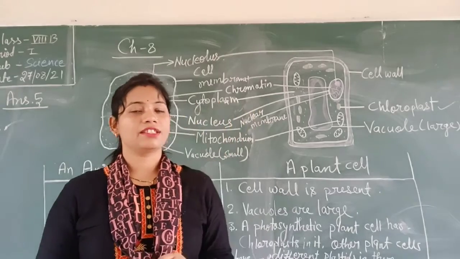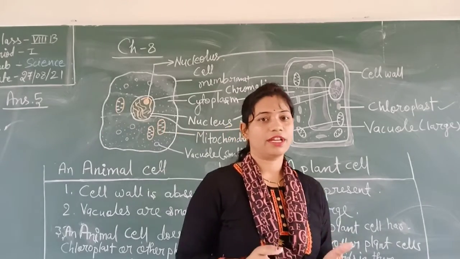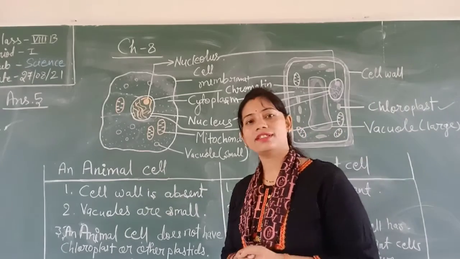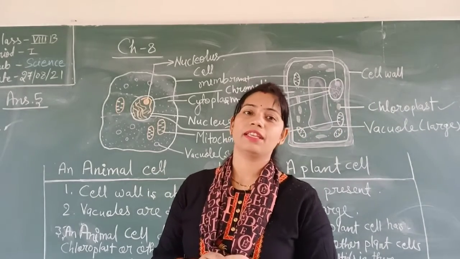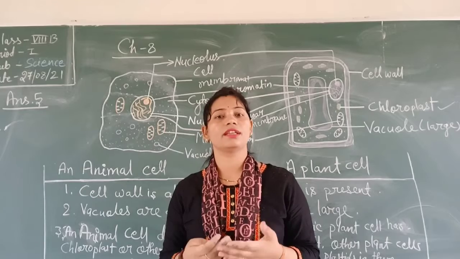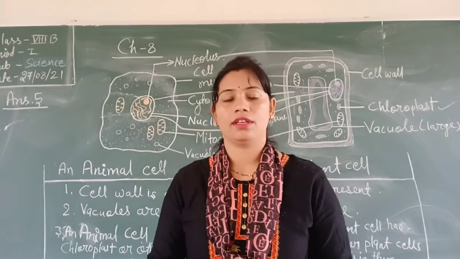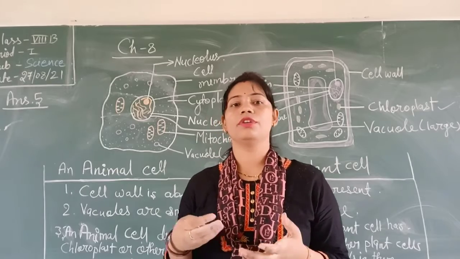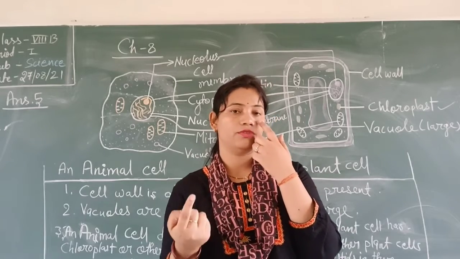Today we are studying chapter number 8, cell structures and functions. So firstly we should know about the cell. So what is the cell? Cell is the basic unit of living things, and which are the living things? Plants and animals, both are the living things. Okay. So what is the cell? Cell is the basic unit of life. This is the smallest unit of life.